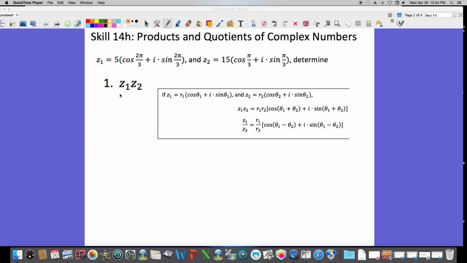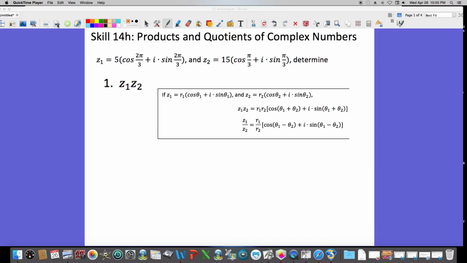Here in problem number 1, they've given us two such complex numbers, and they want us to multiply them together. Well, I claim that oftentimes when you multiply complex numbers, it's going to be easier if you're in polar form due to these formulas. It's easier to just multiply the 5 times 15, and it's easier to add the 2 pi over 3 plus pi over 3 for these two complex numbers.